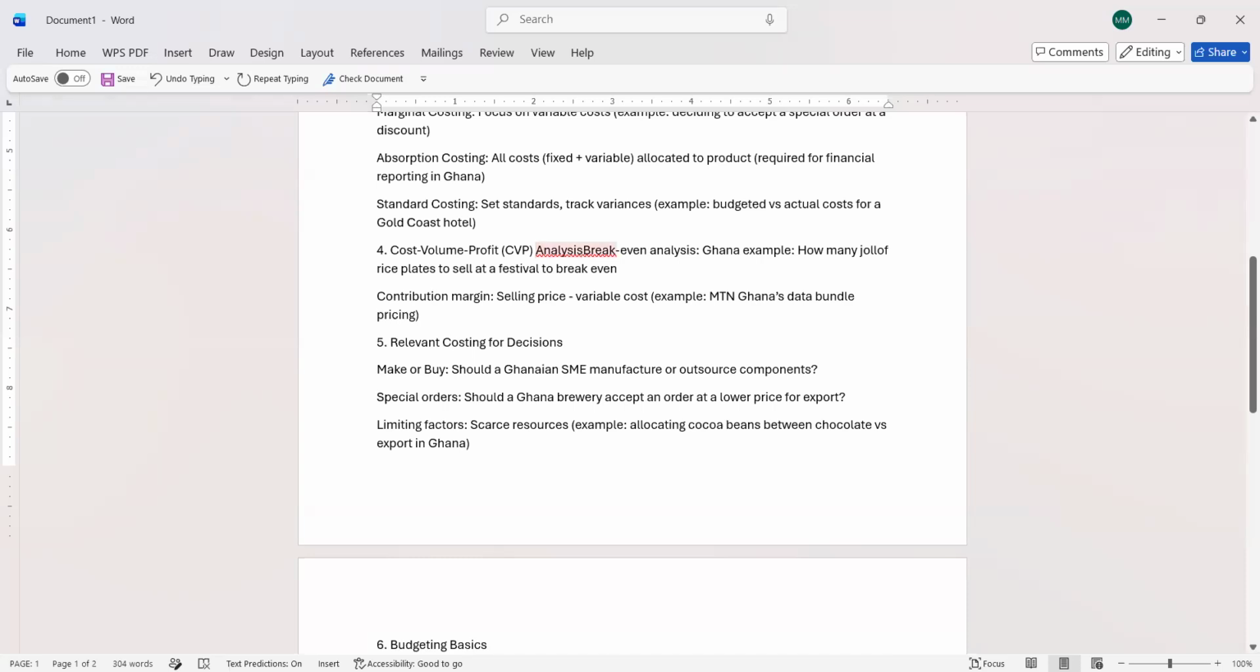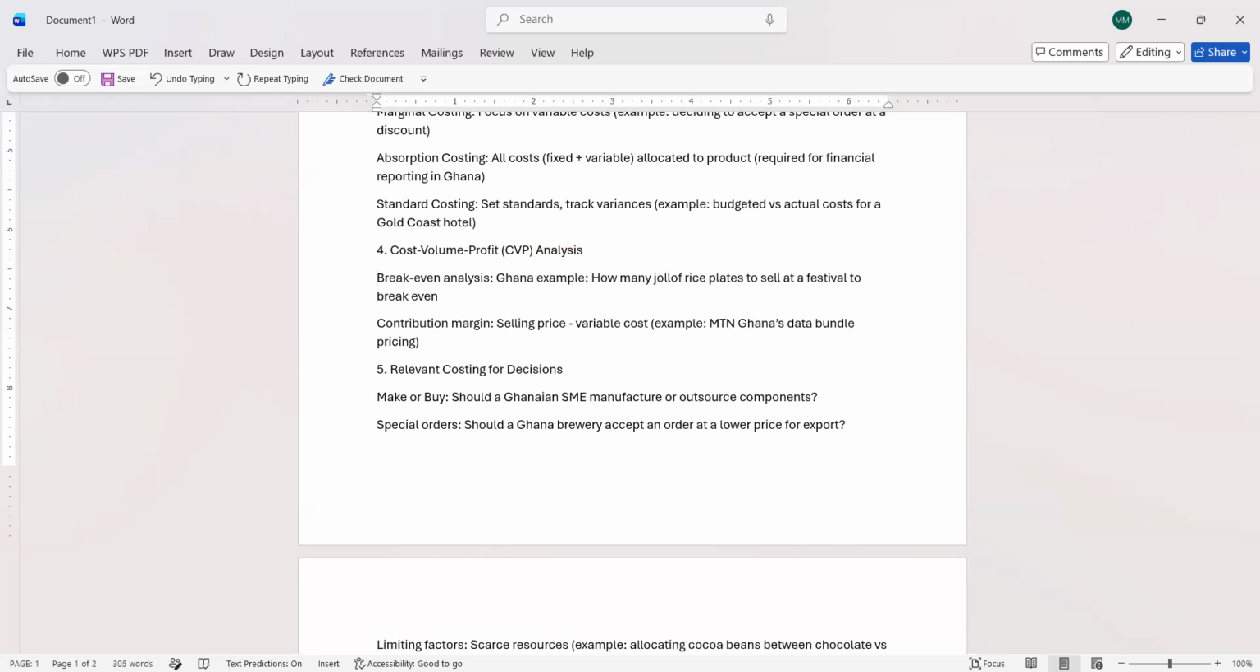What is break-even analysis in business? What are some of the assumptions of break-even analysis? What are some of the uses or importance of break-even analysis? And what are some of the limitations associated with break-even analysis? We also tackle this particular one.